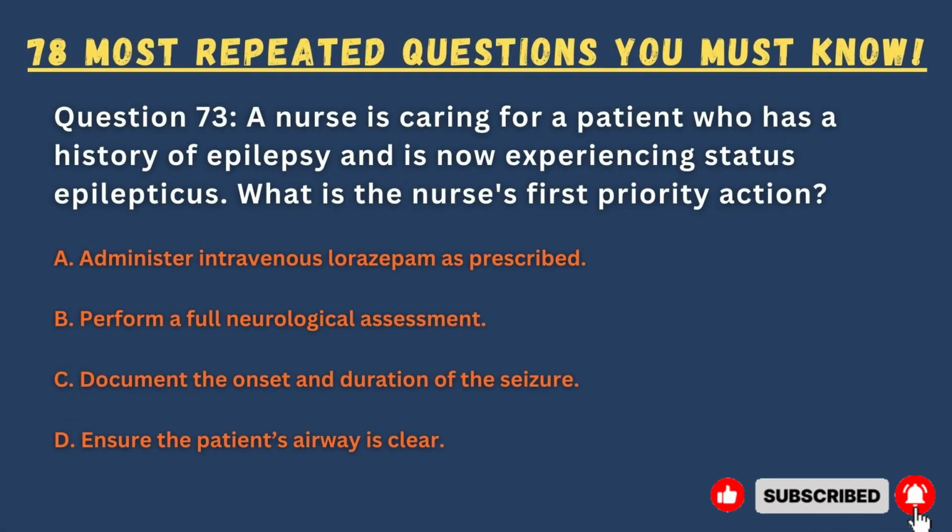Question 73. A nurse is caring for a patient who has a history of epilepsy and is now experiencing status epilepticus. What is the nurse's first priority action? A. Administer intravenous lorazepam as prescribed. B. Perform a full neurological assessment. C. Document the onset and duration of the seizure. D. Ensure the patient's airway is clear.